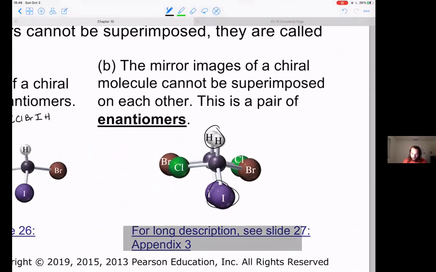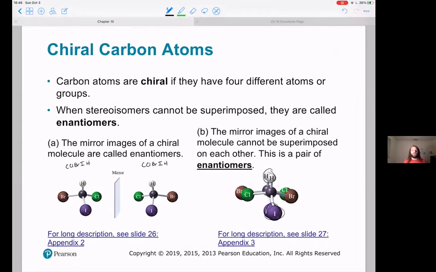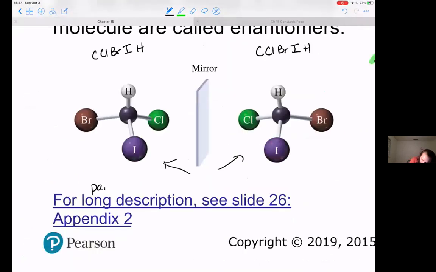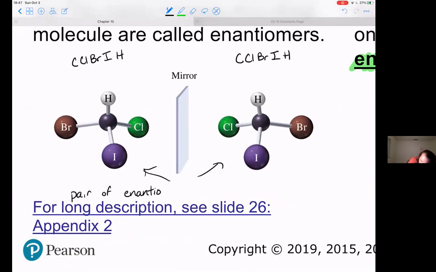So this is an example of a chiral molecule, where its mirror image, which is this guy here, is non-superimposable, all right? The pair of them together would be called, so this is a new fancy vocabulary word we're learning, enantiomers, right? So these two together, this is a pair of, I always misspell this, enantiomers.